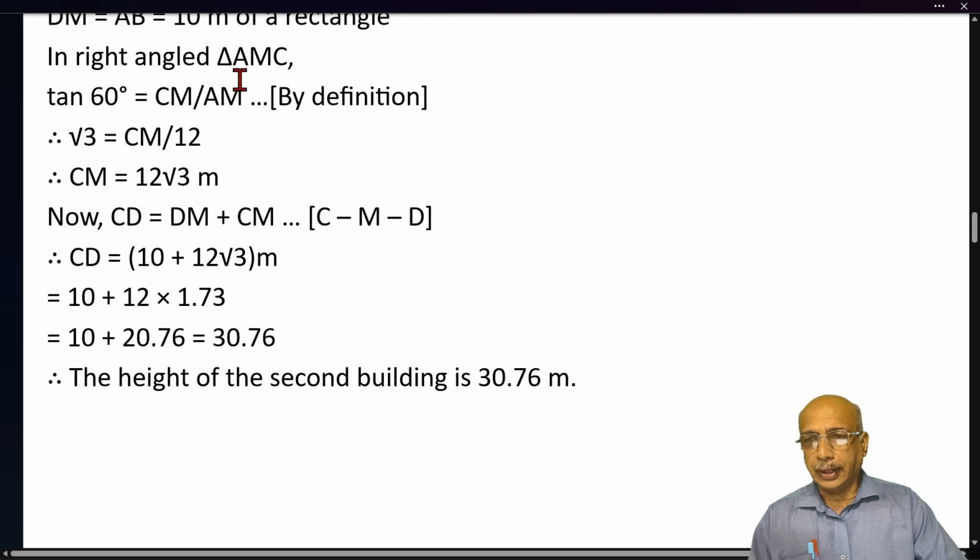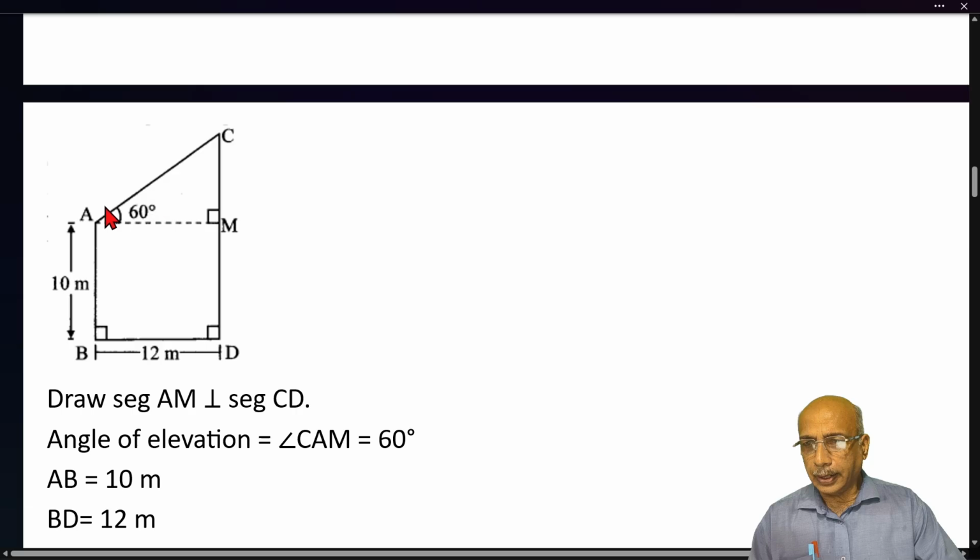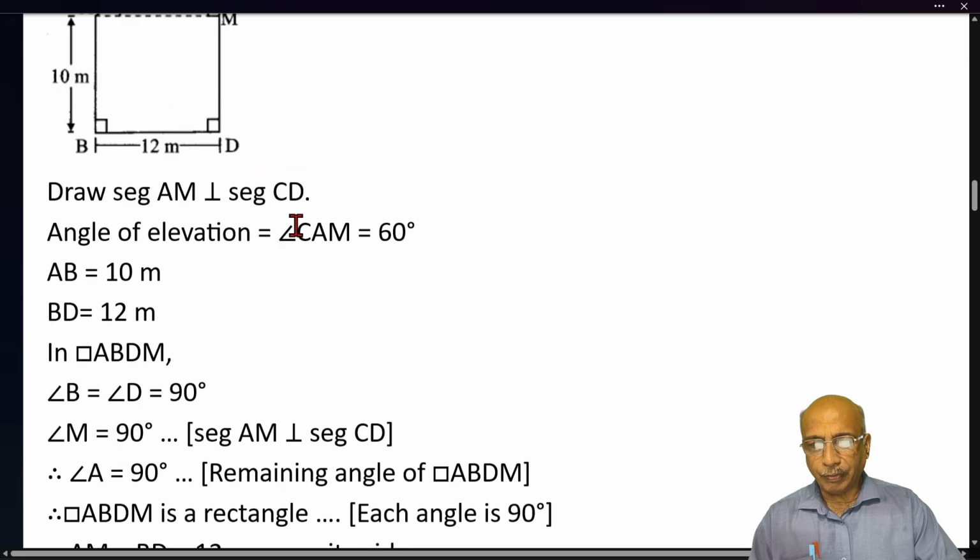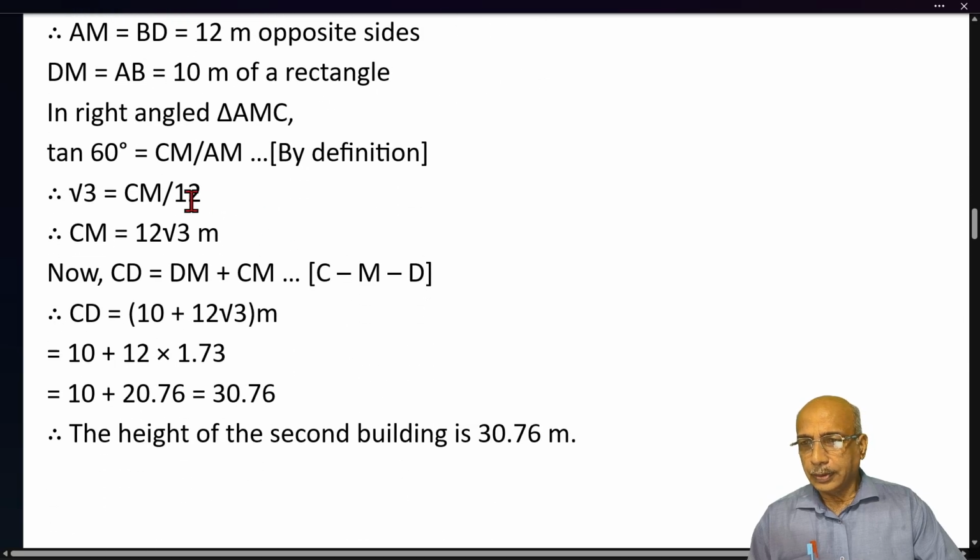In right angle triangle AMC, tan 60 equals CM upon AM. In triangle CAM, angle A equals 60 degree. So tan 60 will be CM upon AM. AM you know very well, it equals 12. CM we have to find out. So tan 60 equals root 3 equals CM upon 12. Cross multiply this. Therefore, CM equals 12 into root 3.